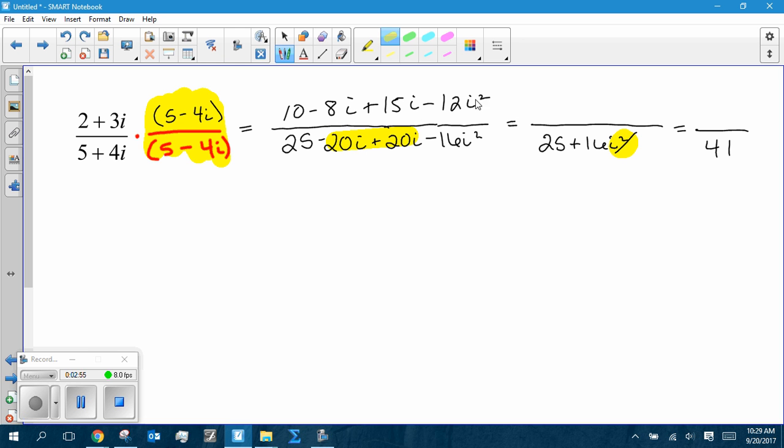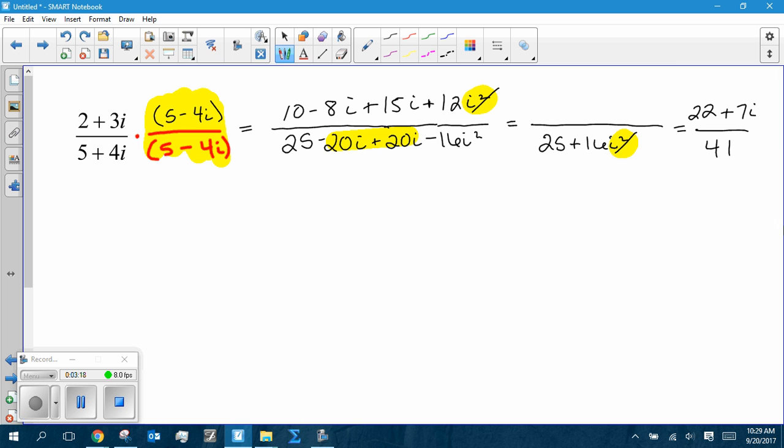So again, that i squared is negative 1. We'll change this sign then to a positive. Okay, and that will go away. So now I'll end up with 10 plus 12, so that's 22. And then negative 8i plus 15i is 7i.